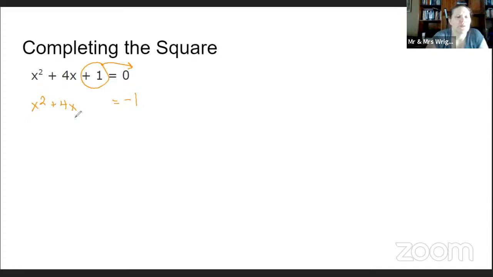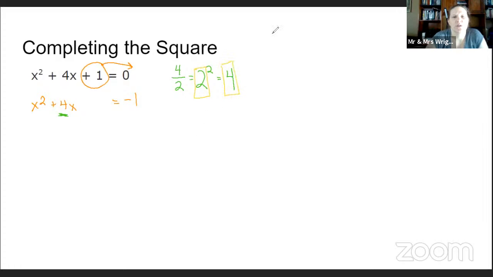Okay, so now the next step is we're going to take a look at this middle term right here, and it's going to help us determine what to plug in here. I'm going to take 4 and divide it by 2, and that gives me 2. Then the next step is to square it, and that's going to give me 4. Now, these two numbers are going to be important to us.